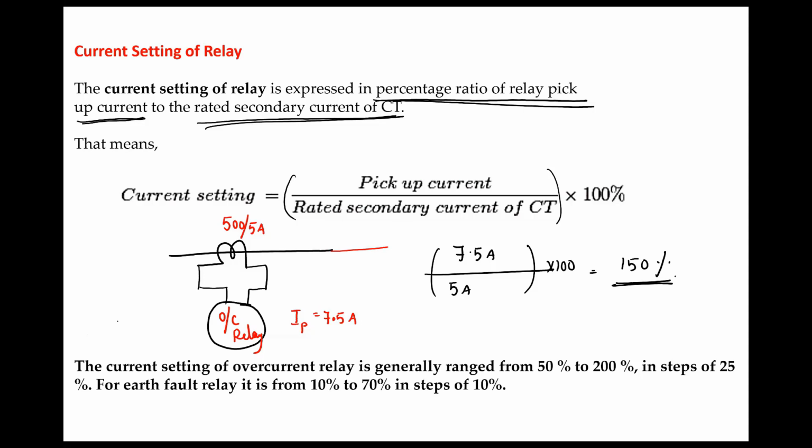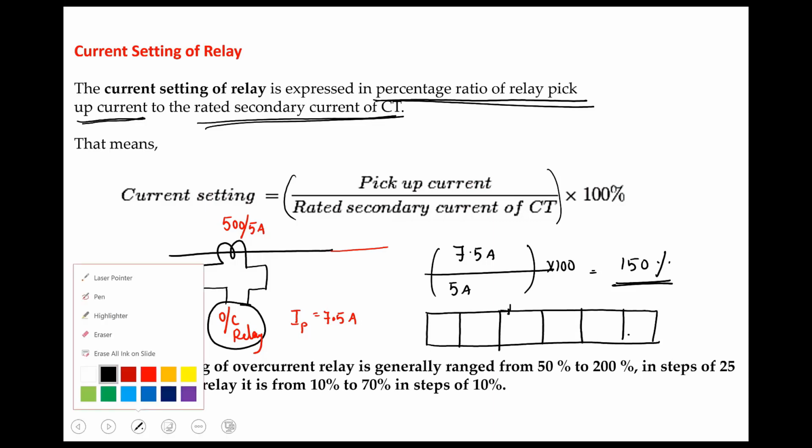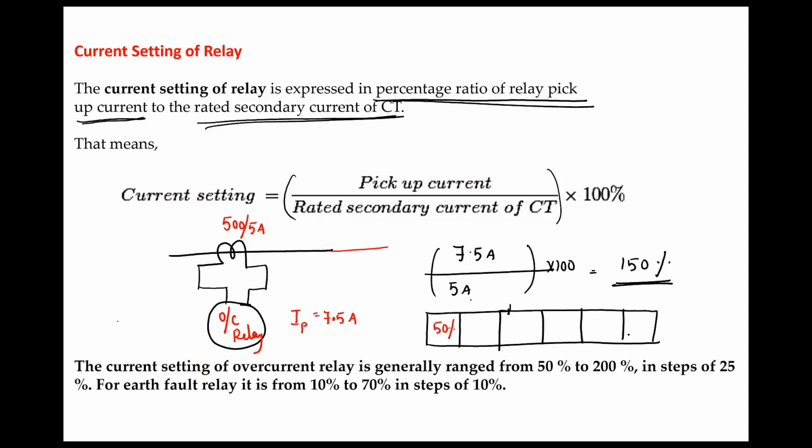So for every relay, there is a provision to change the current setting. Just like a slider, there will be one sliding mechanism. Here 50% will be written, 100%, 150%, 200%, 250% for example, just making a bit of a range. Either a slider will be there, that means a dot-like structure will be there, which you can change to either 100, 200, 250 depending upon your requirement.